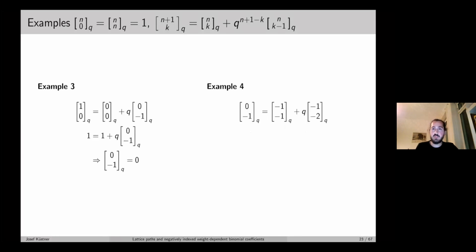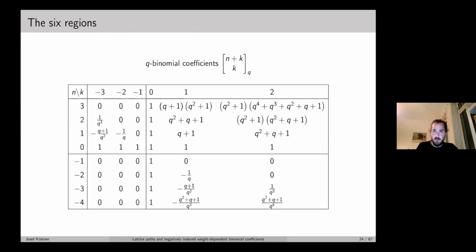And example 4, same as before. So we now know that 0 choose -1 is 0 from example 3. -1 choose -1 is 1 from the initial conditions. And then we can compute -1 choose -2 now in the q case, which is equal to minus q to the power of -1. Okay, and again, we can go on like this forever, or now I give you a table. The table is now much smaller than before because the values get bigger.